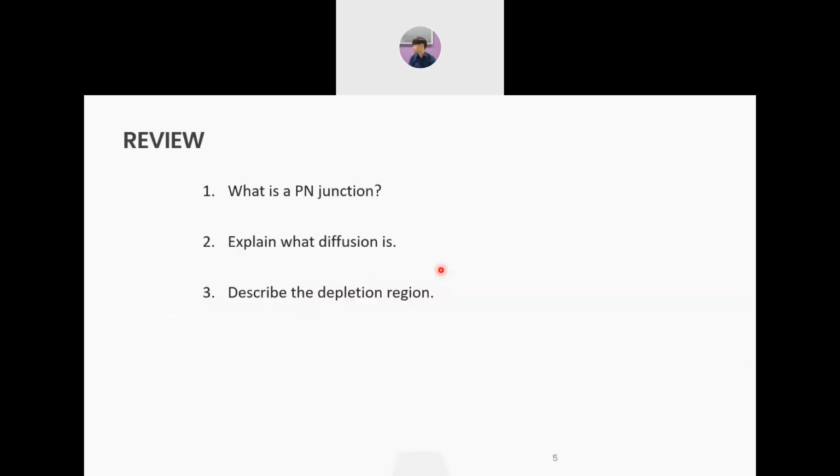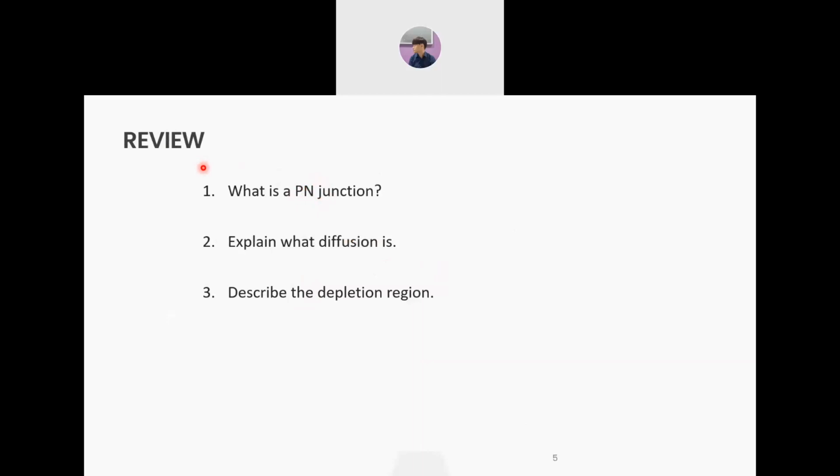Next. So what is a p-n junction? Okay, so this is review. Try to see from the previous slide. If we ask you what is the definition of p-n junction, in your own understanding, explain what is p-n junction. You don't have to memorize it as long as you understand what is p-n junction.